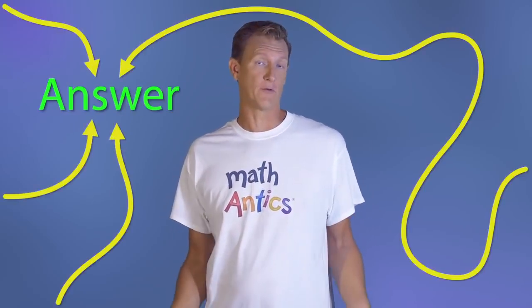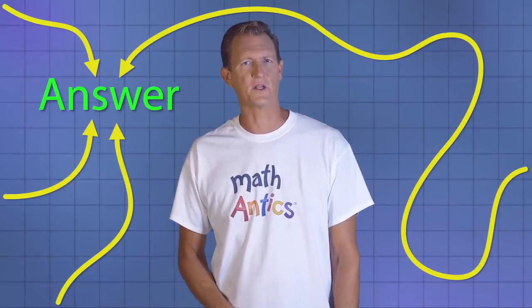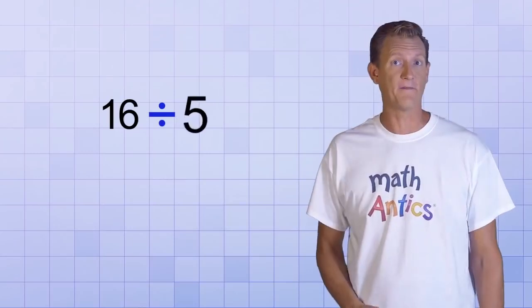In math, even when there's just one right answer to a particular problem, there's often many different ways that you could have arrived at that answer. Take division, for example. Suppose you need to find the answer to the problem 16 divided by 5.